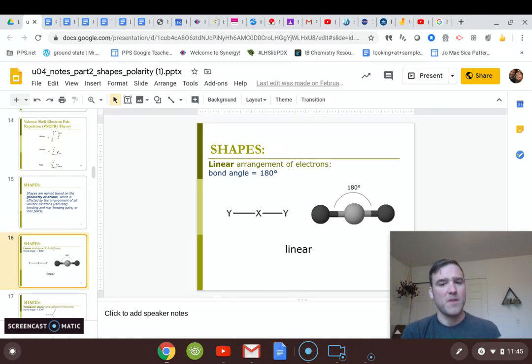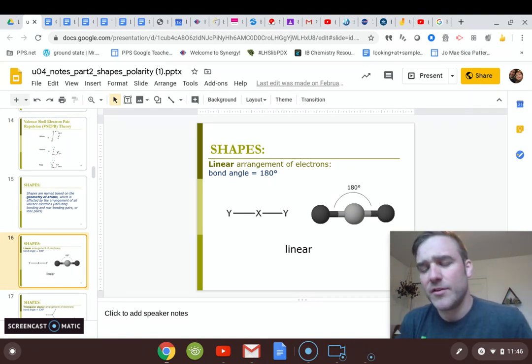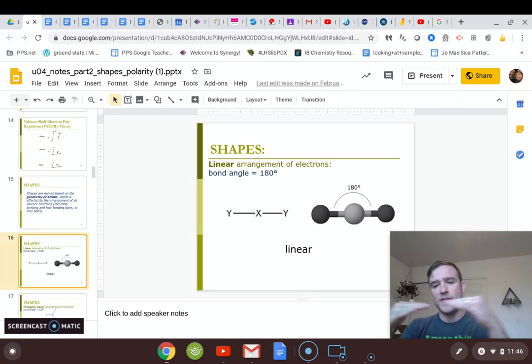Some students just memorize the shapes and bond angles. You don't always have to do that if you have a pretty good sense of what the 3-dimensional shape looks like, but it might be a helpful tool if you need it.